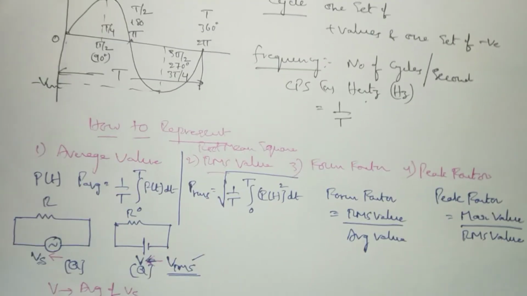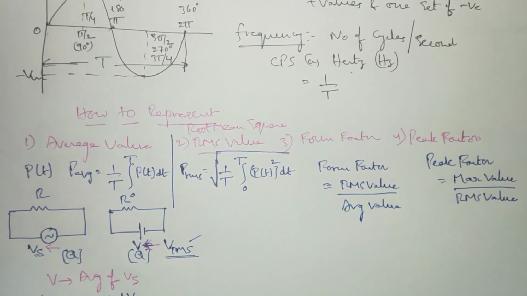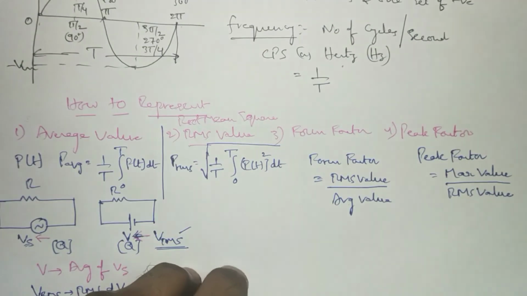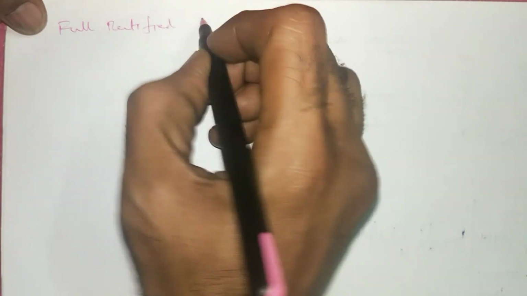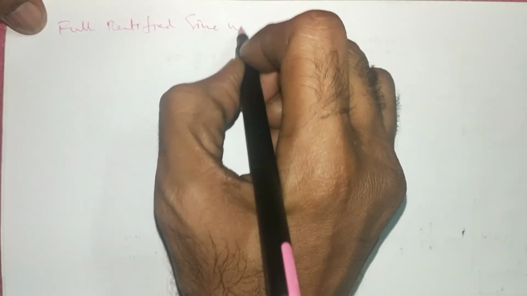Now, next, we shall go through a few waveforms for which we calculate all these four parameters, that is average value, RMS value, form factor and peak factor. First, let me consider a full rectified sine wave.